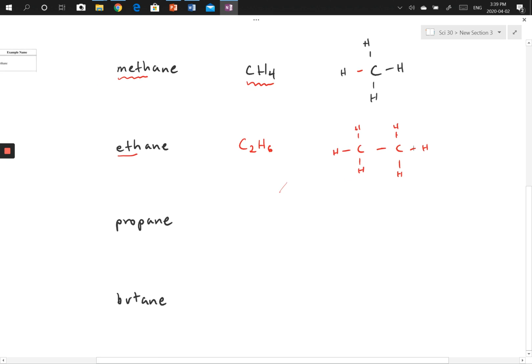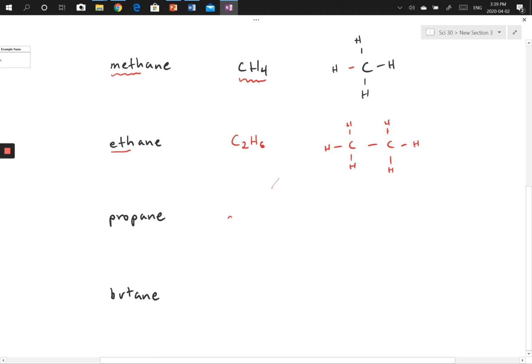Now let's look at propane. So propane is 3 carbons. So how many hydrogens would there be? So it would have to be 3 times 2 plus 2. And so that's going to be 8. So C3H8 is your barbecue fuel propane. And we can draw that like this.